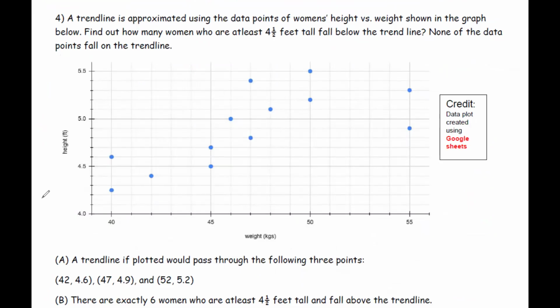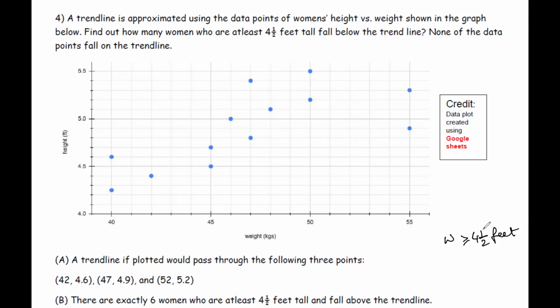So here's a question. A trend line is approximated using the data points of women's height versus weight shown in the graph below. Find out how many women who are at least 4.5 feet, right? So women who are greater than or equal to 4.5 feet are below the trend line. Now, none of the data points fall on the trend line.